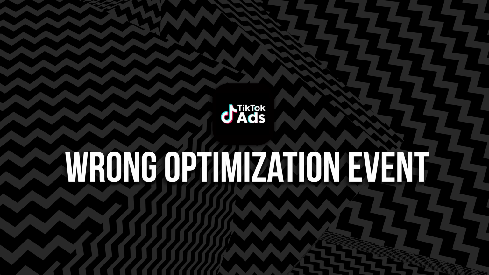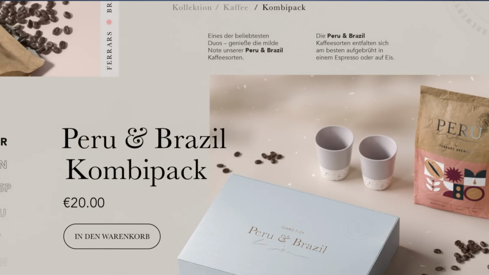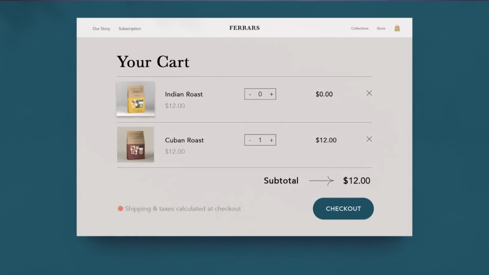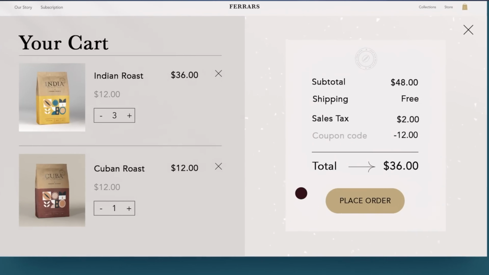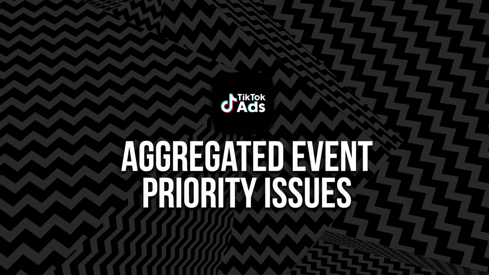Wrong optimization event. If you optimize for purchase, but your account has zero purchase data, delivery may stall. TikTok struggles to optimize without event history. If you're brand new, start optimizing for add to cart or initiate checkout. Move to purchase once you have data. Build event depth gradually.